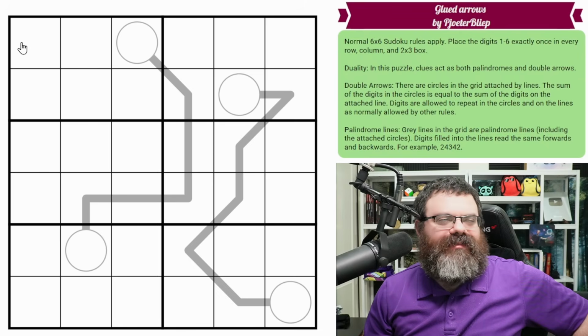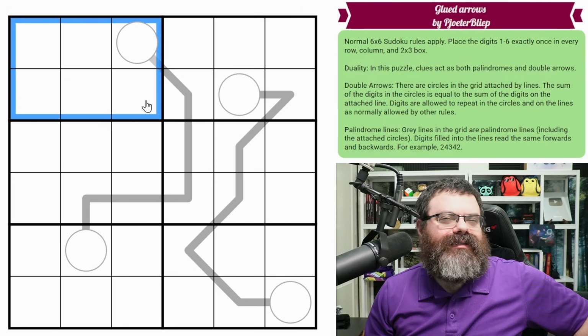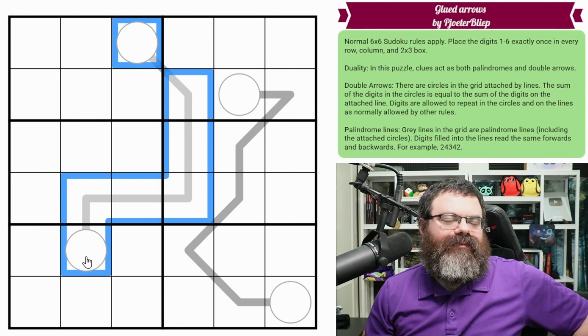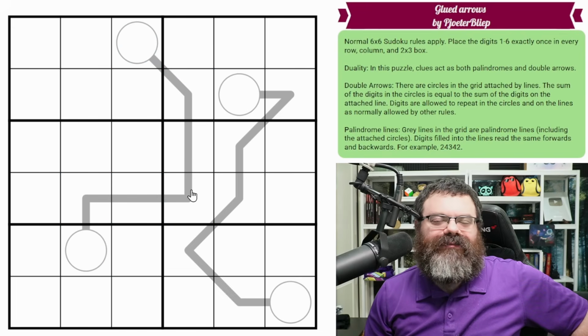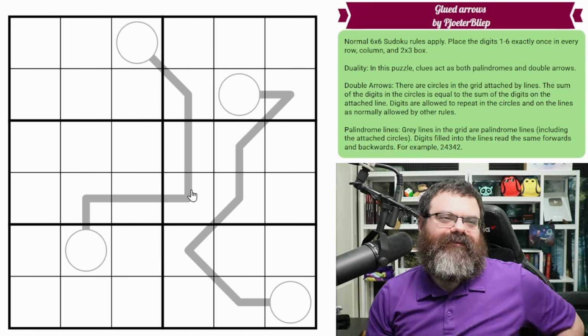So we have normal 6x6 Sudoku rules, meaning in each row, each column, and each 2x3 box, we are placing the digits 1 to 6 exactly once each. We do have duality here, meaning that our clues here are both of two different constraints. So you kind of combine those constraints together and it has to qualify for both.